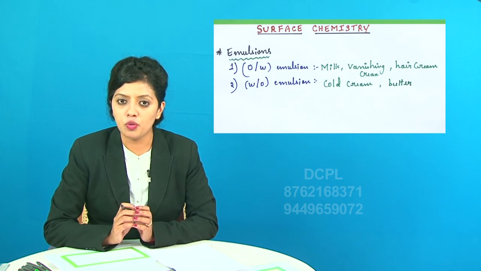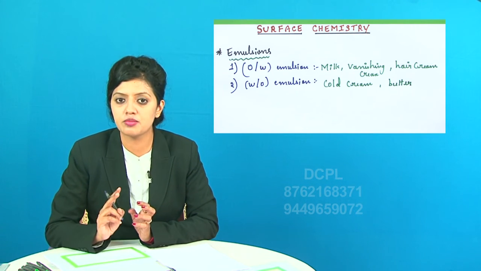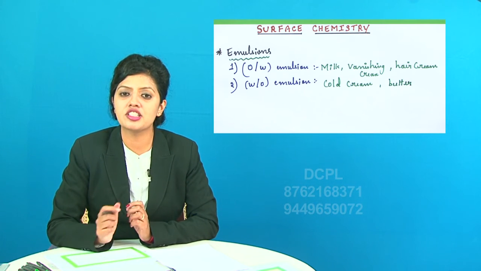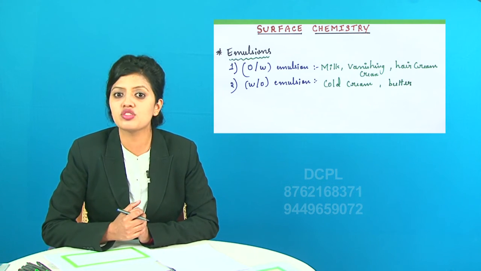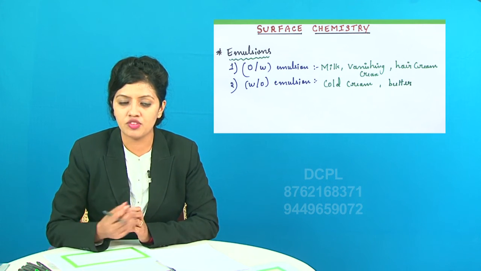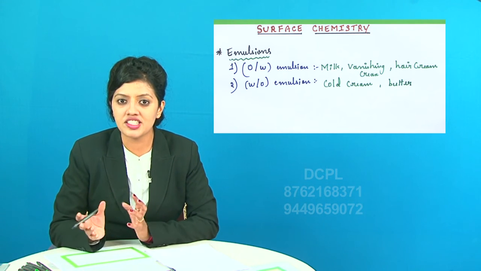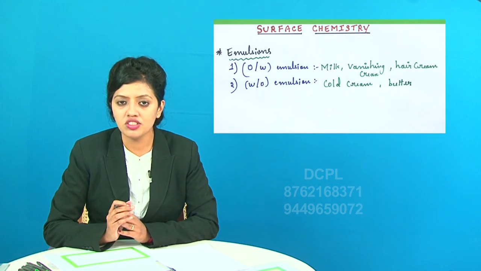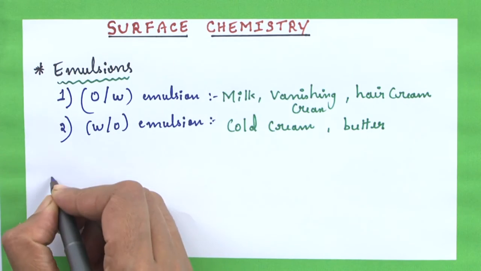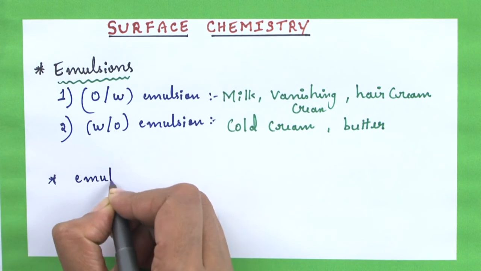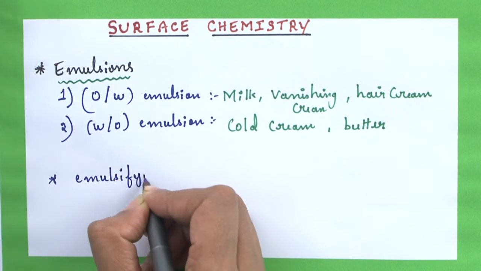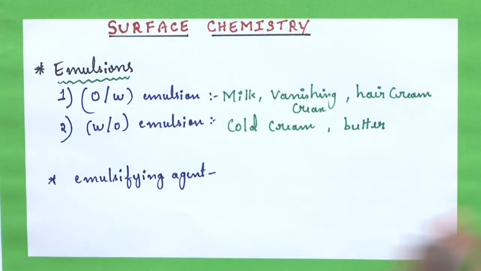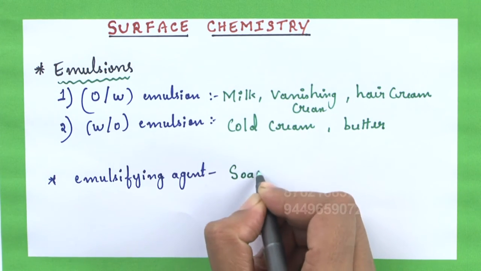Stable emulsions are obtained by just shaking two immiscible liquids upon addition of an extra substance known as emulsifying agent. The best example is soap. When the stains are there and when soap is added, water and oil will mix and form a froth. So that is known as what? Emulsifying agent. Emulsifying agent, and the example is soap.